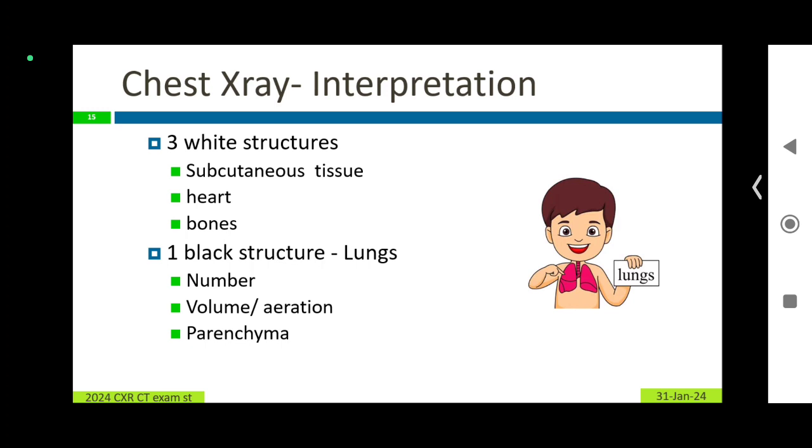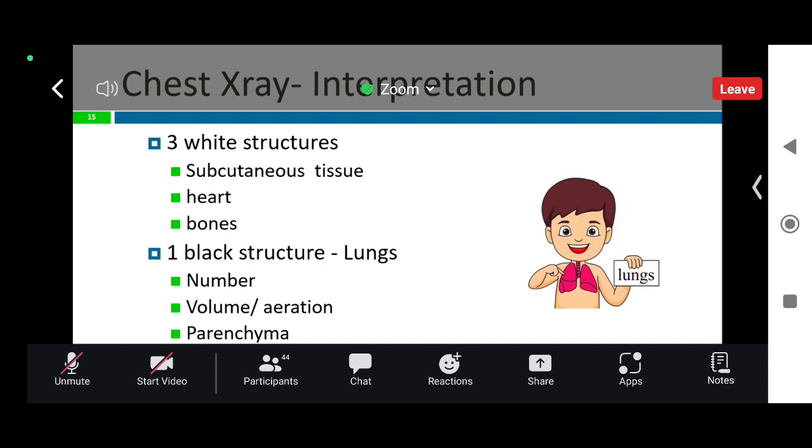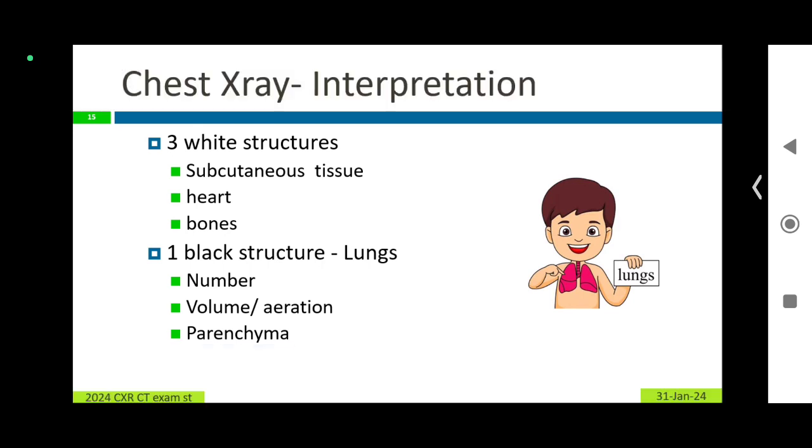What are the three white structures? Always we are fancy to look at only fairly looking objects, including fairly looking human beings. So, first we'll look at the three white structures. What are they? One is bone, second is heart, third is subcutaneous tissue. Then, what is the black structure? It is nothing but lungs.